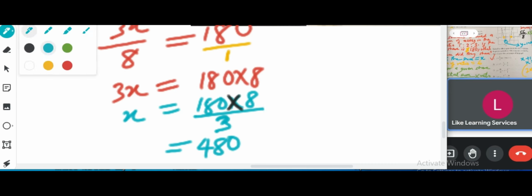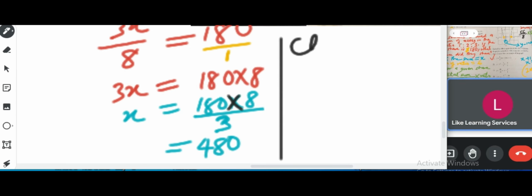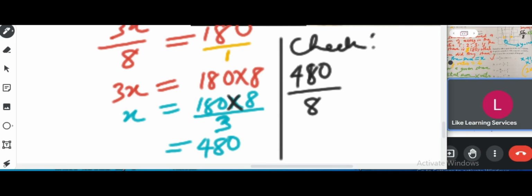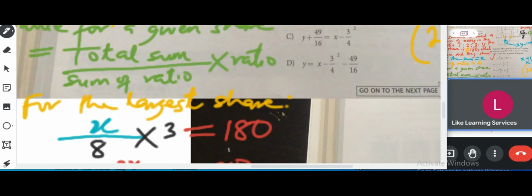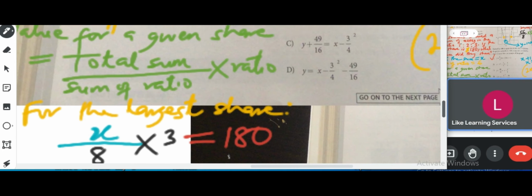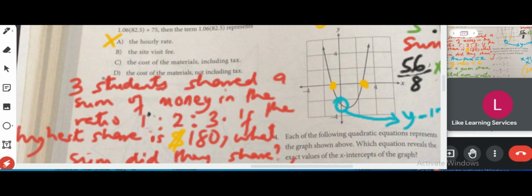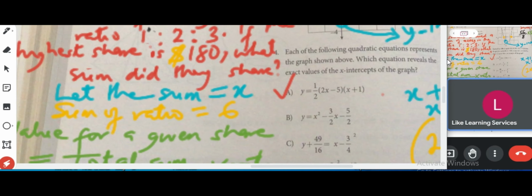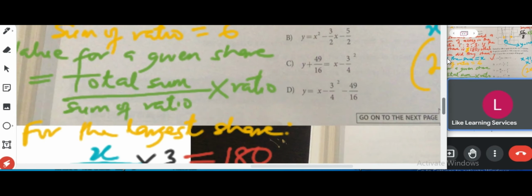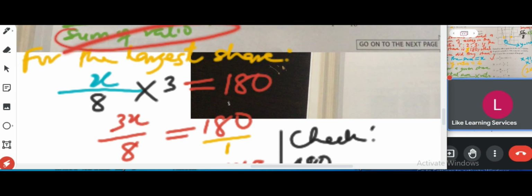If you want to check, because a check might help you to understand the method I used. A simple check would have helped. To get the one for the highest share, we would have done 480, which is what they are sharing, divided by the sum of ratio 8. What is the sum of ratio? 6, sorry. Ah, my goodness. The sum of ratio is not 8 now. The sum of ratio is 6. Oh my goodness, but we'll be using 8. You didn't draw my attention to that. When I was looking at the sum of ratio, I used 8 instead of 6.